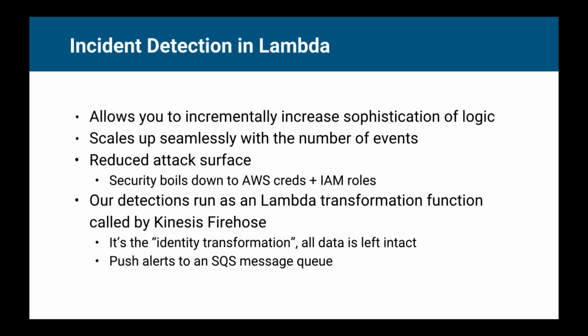And being in Lambda, you have a reduced attack surface. So I think this is a great place to get started. So running as a Lambda transformation with Firehose, all you have to do is send the same event back, or you can also enrich it with additional data if you want. And anything that is considered worthy of an alert, you can use any Amazon API. So SQS message queues are ideal for pushing alerts, and you can have other systems pulling down from those to respond automatically.